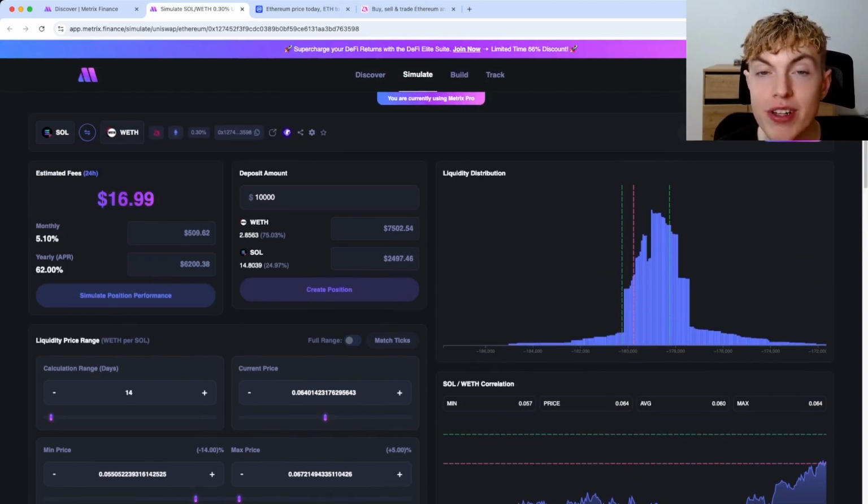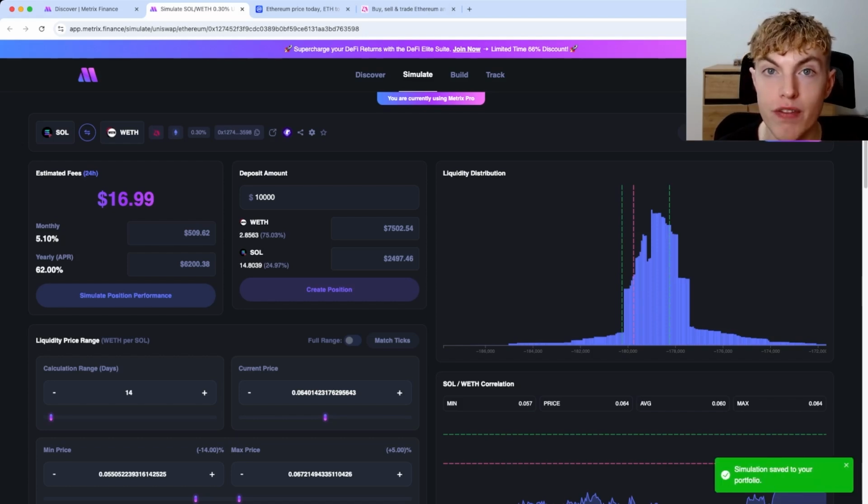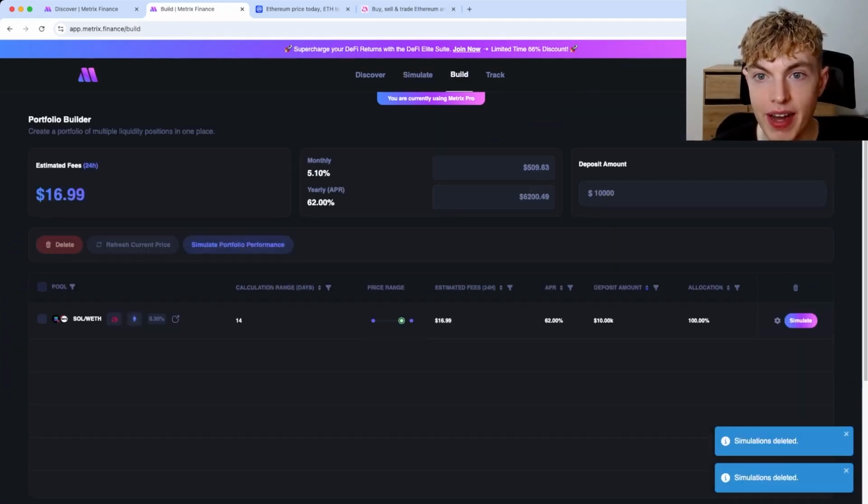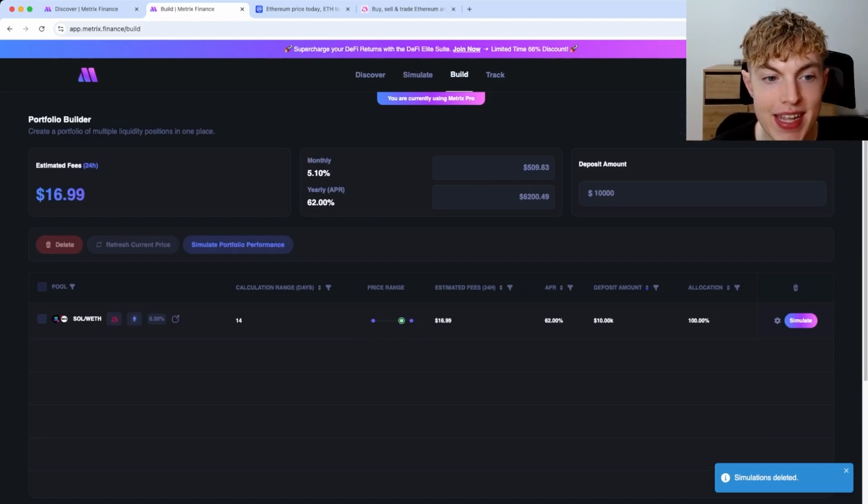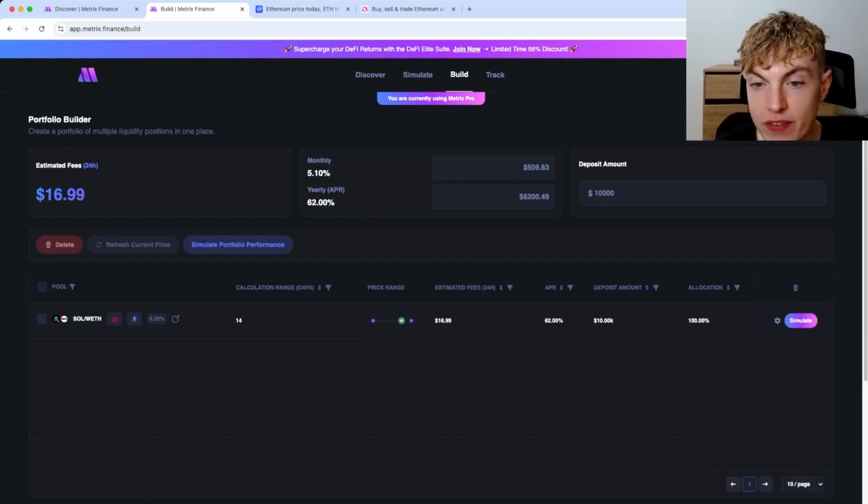So say I did my due diligence on these assets and wanted to actually go invest into this pool, I'd save it to my portfolio and then I could actually enter it from there. And if I click this little build icon at the top, we can go over to the build section and see the pools we have saved to our portfolio. We can see the calculation range we have set and other information about the pool, and then I would go over to Uniswap because that is where this pool is, and then I could go ahead and enter it if I wanted to.